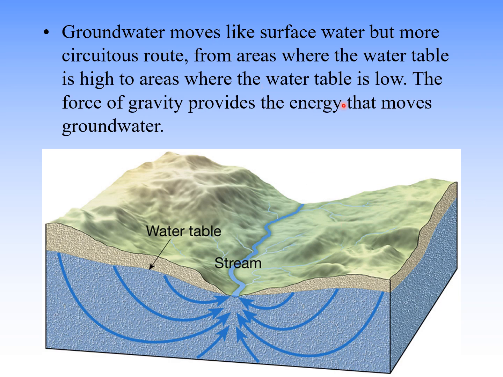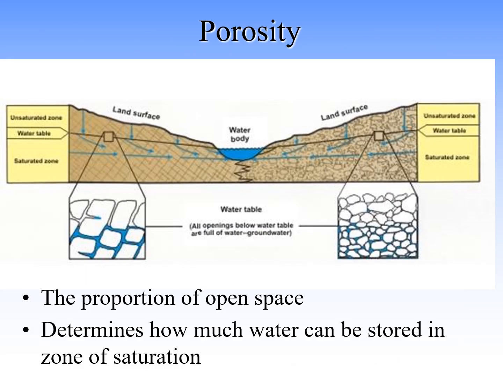So groundwater moves like surface water, but it generally takes a more windy route. So surface water exploits the contours of the land, right, and the topography of the land, whereas groundwater is mainly influenced by gravity and porosity, or sediment type. So porosity is the proportion of open space between grains of sediment, and it determines how much water can be stored in the zone of saturation here, right, and how free that water is to move around underneath the surface.